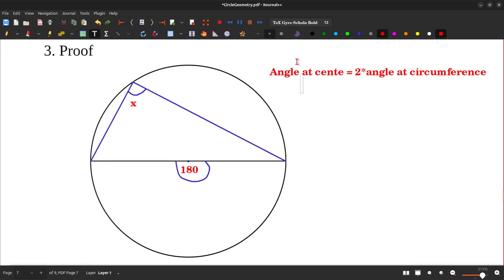What is our angle at the center? The angle at the center in our case is 180 degrees, and that is equal to 2 times the angle at the circumference. What's the angle at the circumference? It's x. Now let's solve for x from that equation. We are going to divide both sides by 2 so that we can isolate x.